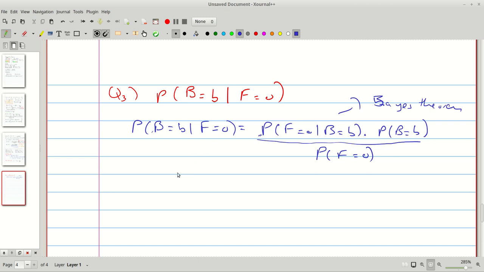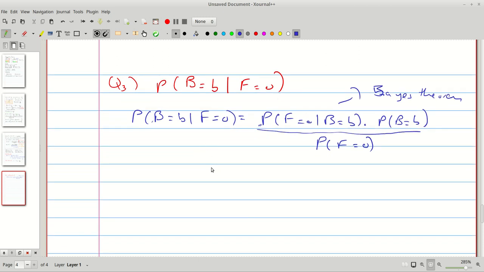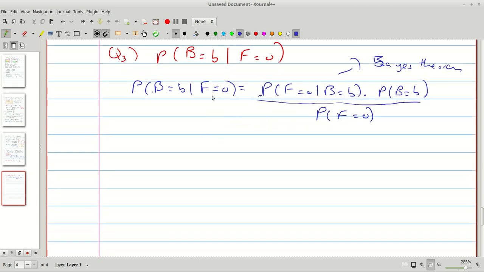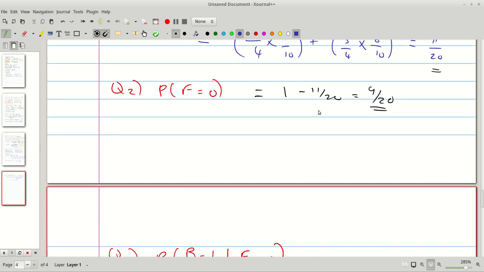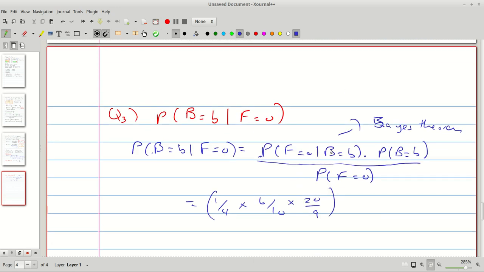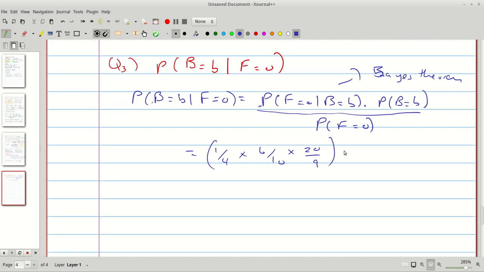And if you just replace the values, I'm just going to do this quickly. You have 1 over 4 times 6 over 10, right? Times 20 over 9. Try to convince yourself why this is. Just replace the values that we computed here, and try to make these computations yourself. So this should give us 1 over 3.